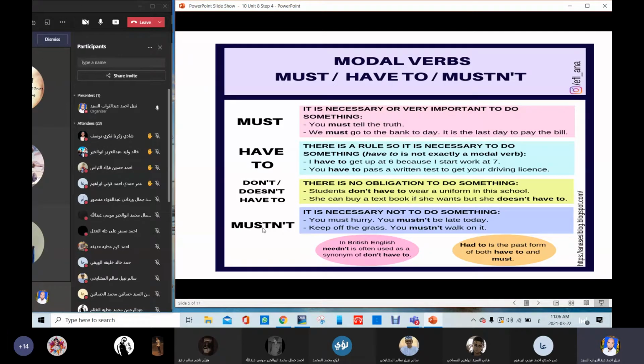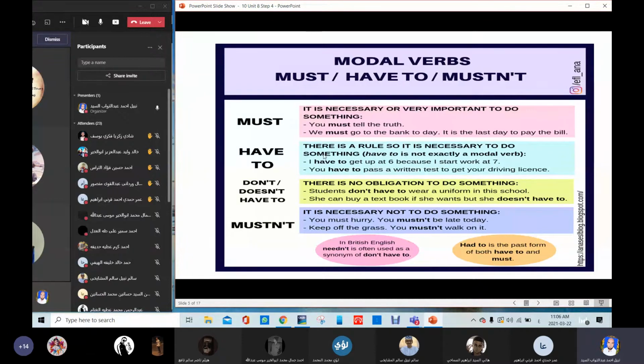And mustn't is negative. It is necessary not to do something. You mustn't smoke. It's bad for your health. You must obey the rules. You mustn't play in the street. You must hurry. You mustn't be late. So it's necessary not to do something. Keep off the grass. You mustn't walk on it.